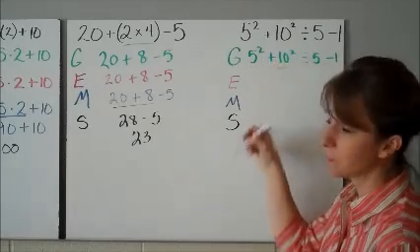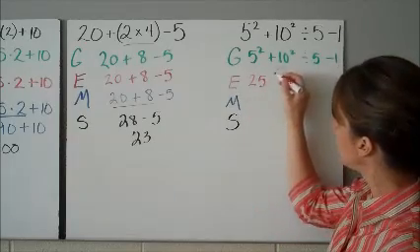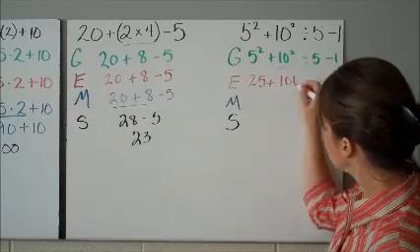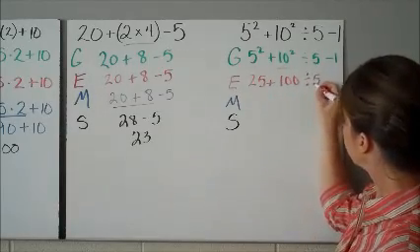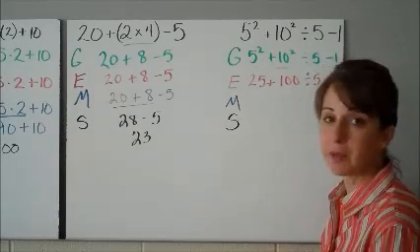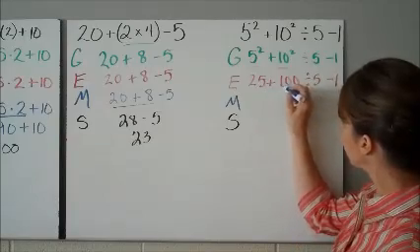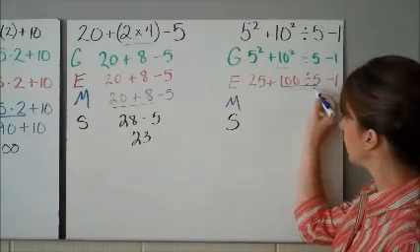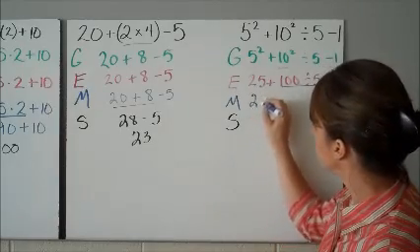5 squared is 5 times 5, which is 25. And 25 plus 10 squared, which is 100, is what I'm going to write on this line. Divided by 5 minus 1. Now I'm on my multiply divide line, and in this problem I have some division. So I'm going to rewrite the entire problem, and when I get to this spot, instead of writing 100 divided by 5, I'm going to write 20.